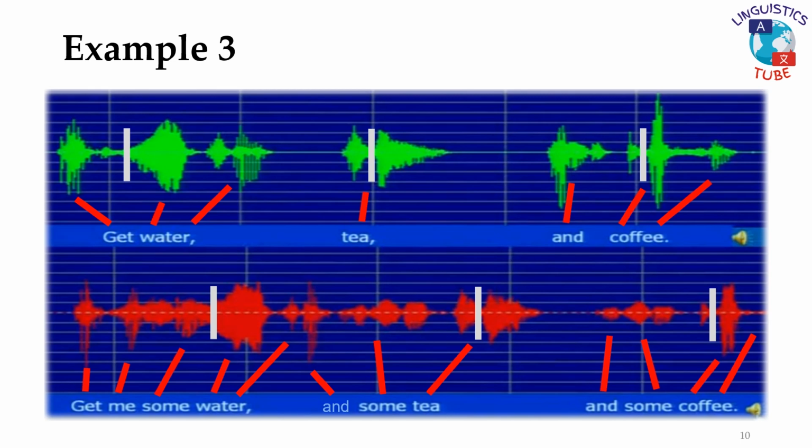I will now read them both. Get water, tea, and coffee. Get me some water and some tea and some coffee.